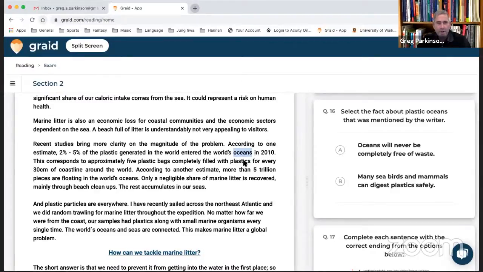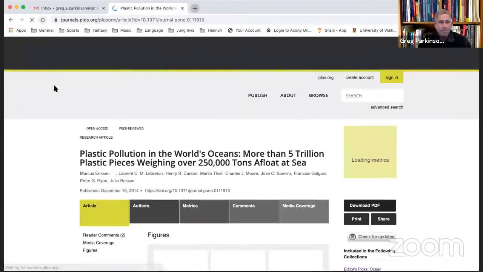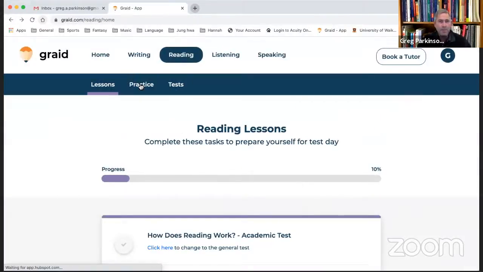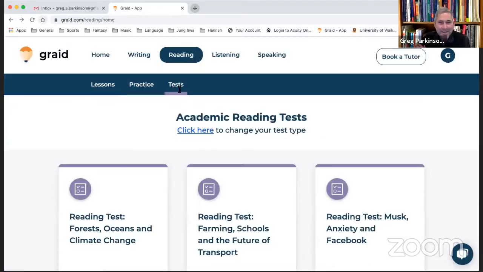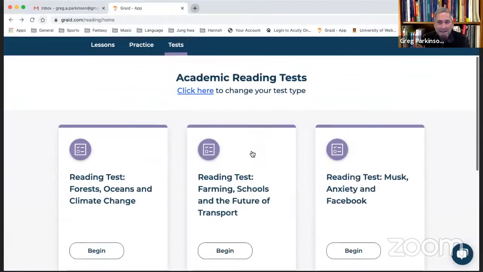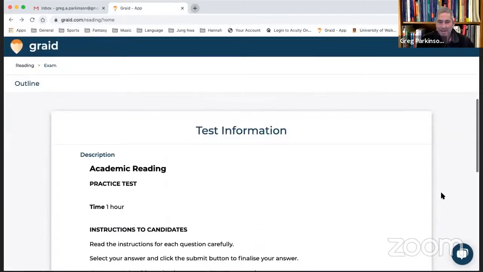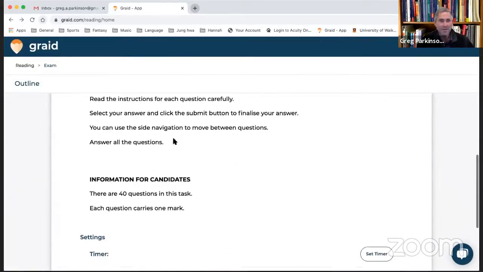Now I can see the word oceans. That's the same sentence as before, so I know that's not the answer. Whoops. Let's go back. What's happened here? I must have double clicked and it's opened up my browser. Sorry about that. That's all right. I can get this back straight away.